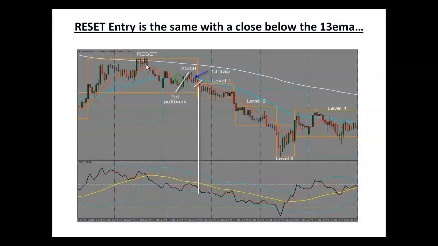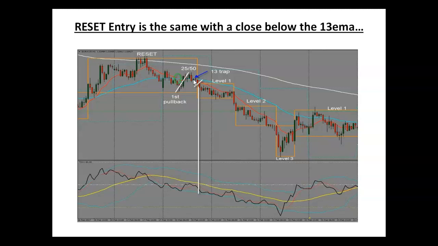So here's my reset. I like it better. Came off the Mayo, right? Here's my 1350 cross. I can clearly see that. Pull back 25 to 50 pips. This is your Aussie, easy, 25 to 50 pips pullback, and then it rolls over.